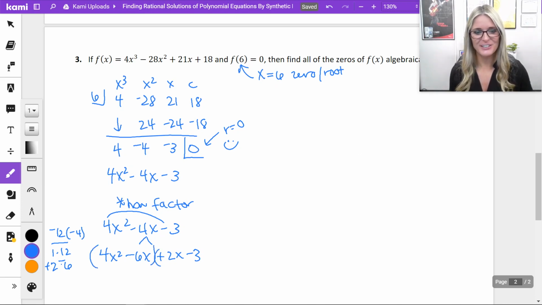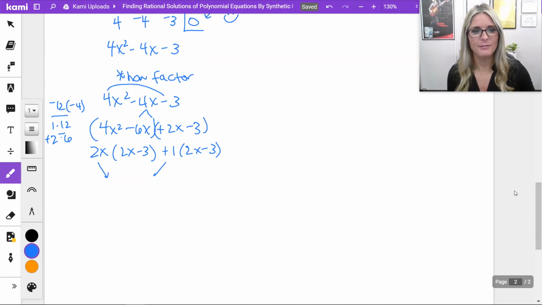GCF of the first group, I could do a 2x and have 2x minus 3 left over. All right, second one, let's do a 1 as our GCF, so then my parentheses match. Bringing my final factorization together, we got 2x plus 1 and 2x minus 3 as our factors. We're going to solve those, setting them equal to 0 and solving those baby equations.